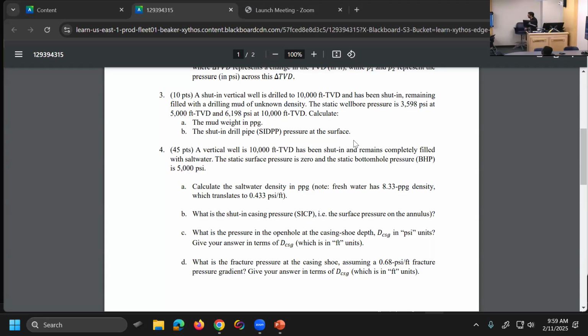Again, note the fresh water density is 8 ppg and translates to 0.433 psi per foot. So I give you again the 0.052 in case you forgot it from the first question. I give you 5,000 psi BHP, and I give you the depth.